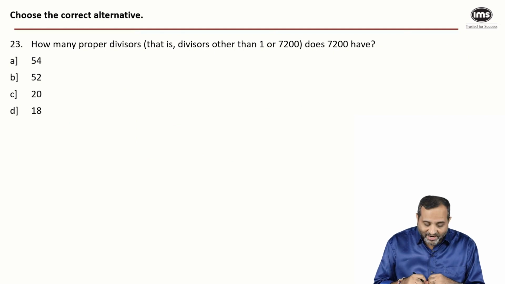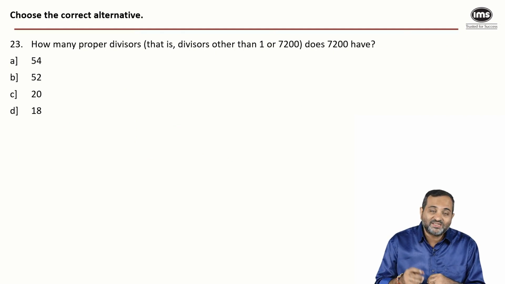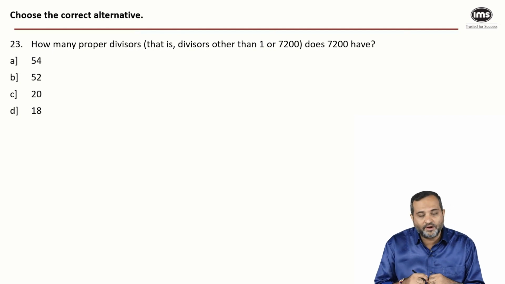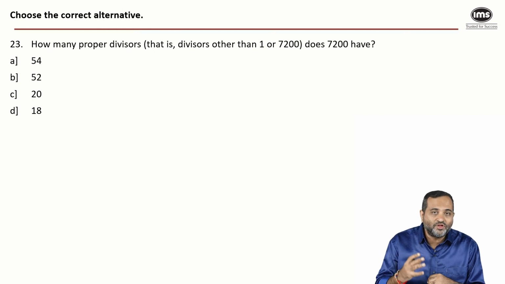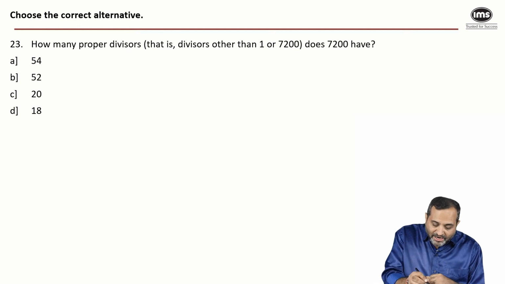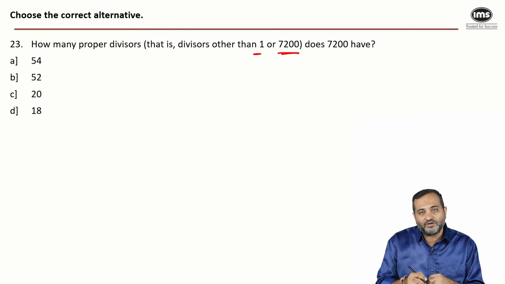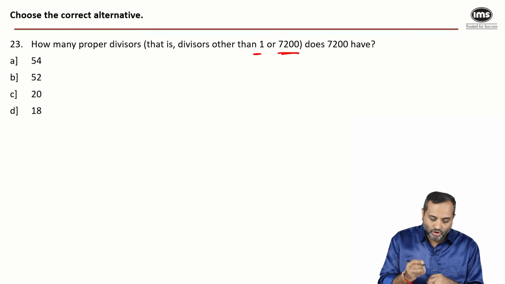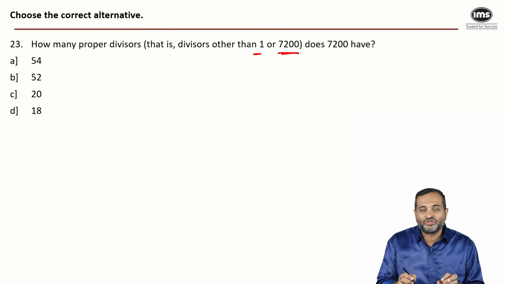How many proper divisors, that is divisors other than 1 and 7200, does 7200 have? So basically this question is asking me the number of factors of the number 7200. And once I find the number of factors, I need to remove 1 and 7200. That means 2 factors I need to remove. So let us find the number of factors of 7200.